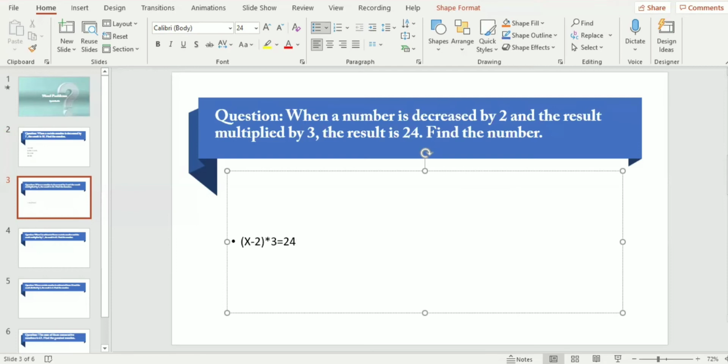Now we have our equation and we simply do one thing. Here 3 is multiplying with the expression. If we take it to the other side, it's going to divide 24. So we have x minus 2 is equivalent to 24 divided by 3. Now we have x minus 2 is equal to 8, as 24 divided by 3 is 8.